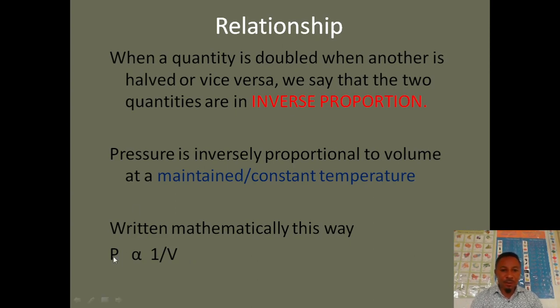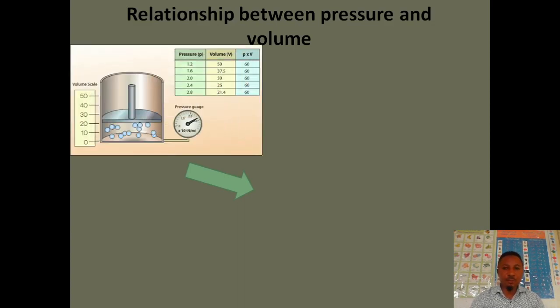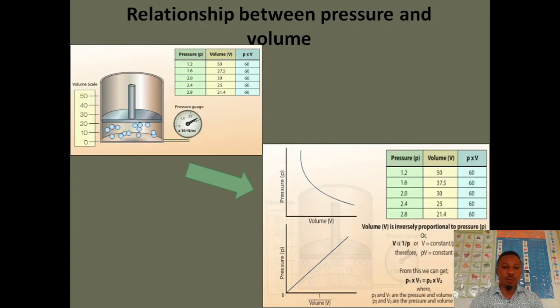Okay, so for me to reduce the pressure, I need to double the volume. To reduce the pressure by half, I need to double the volume. That's what it means. I hope we are following. I hope we understand. Do we have any problem with the relationship between pressure and volume?